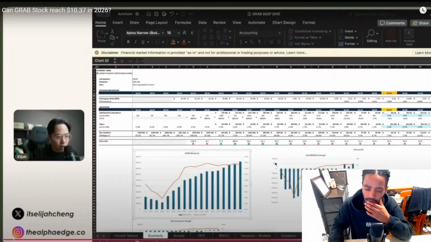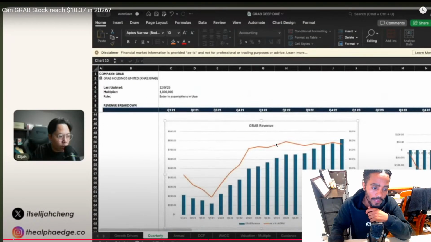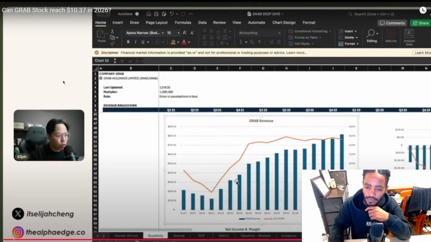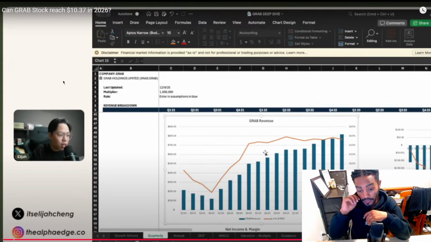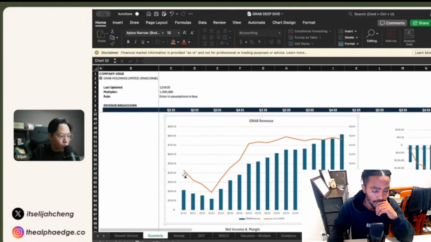The screen here is rather small. Let me zoom this in. So what I want to point out to you over here is that you can see this orange line represents revenue as a percent of gross merchandise value.